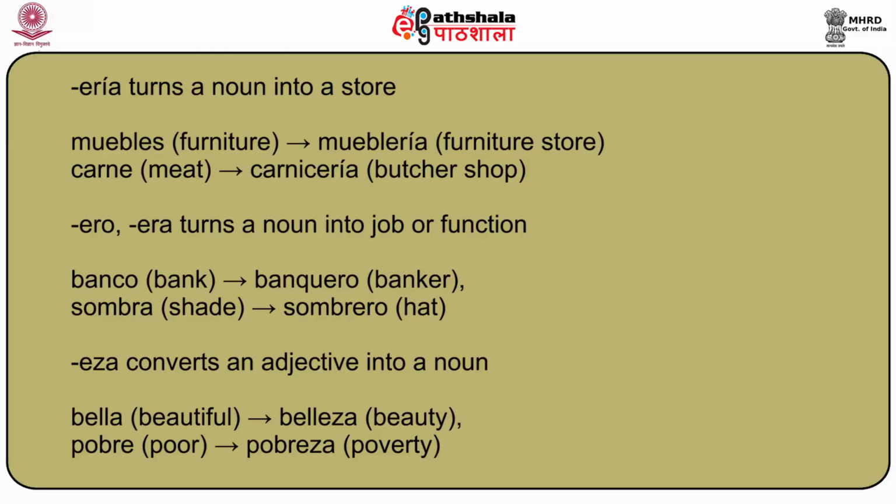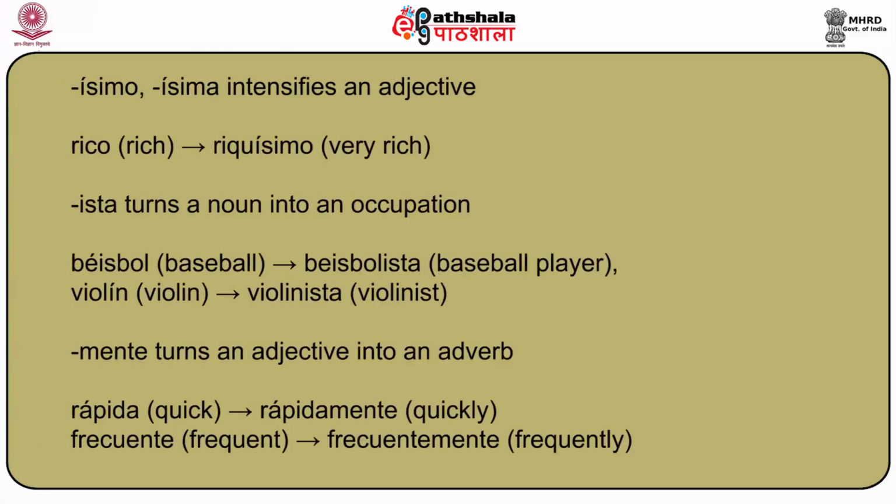Eza also converts an adjective into a noun. Bella, beautiful, turns into belleza, beauty. The other example that I would like to talk about is pobre, poor, pobreza, poverty. Ísimo or ísima intensifies an adjective. Rico, rich, becomes riquísimo, very rich.